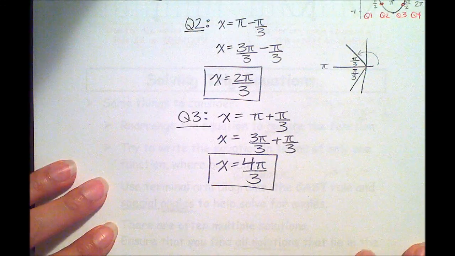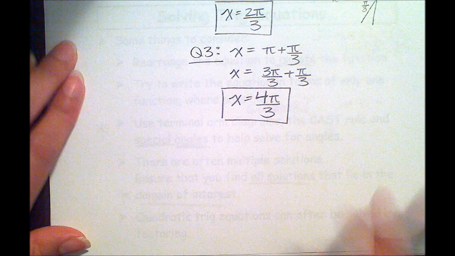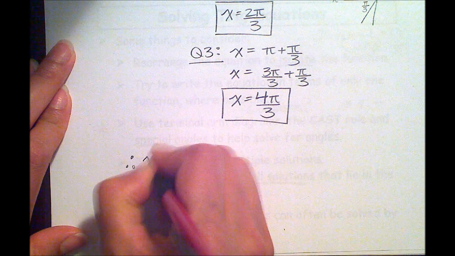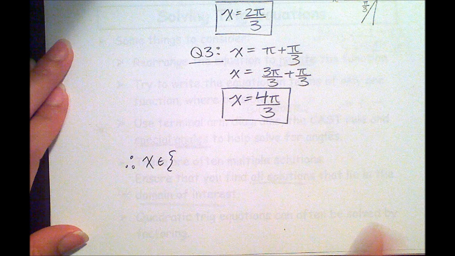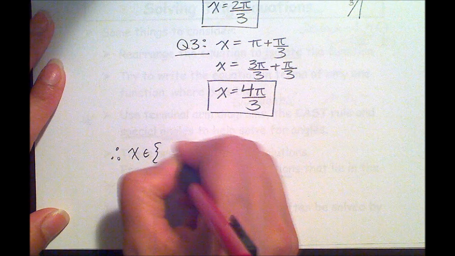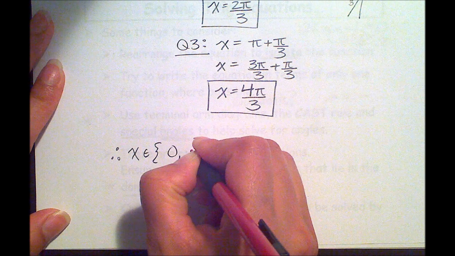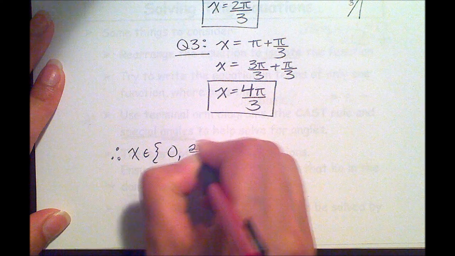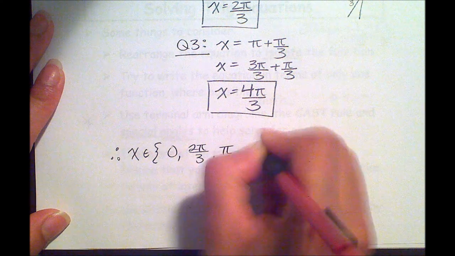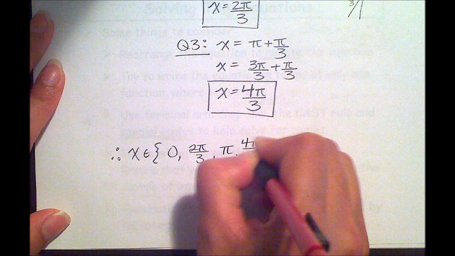We have 5 solutions again that satisfy this. And so therefore, x is an element of the set of numbers that include 0, 2 pi over 3. You have to write this in order from lowest to highest. Pi, 4 pi over 3, and then 2 pi.